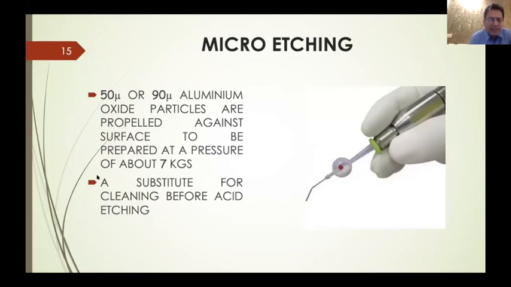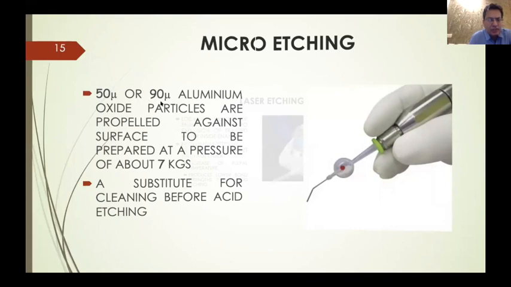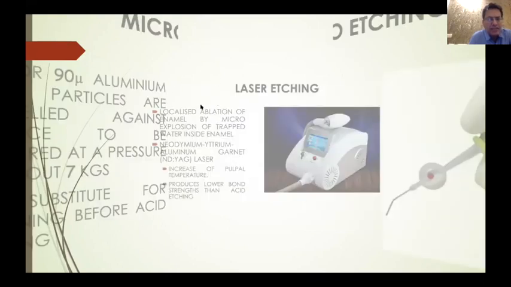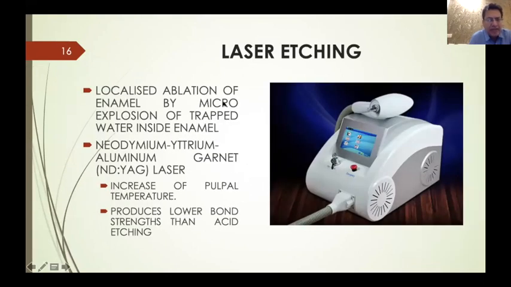Laser etching: Nd:YAG lasers are used to bring about localized ablation, by increasing the temperature and causing micro explosions of the trapped water inside the enamel. So what is the issue? The issue is you don't want to increase the pulpal temperature and damage the tooth. You also don't want lower bond strength, because the bond strength with laser etching is lesser than with acid etching of enamel.